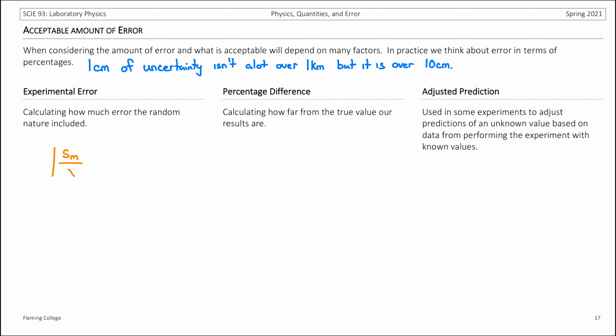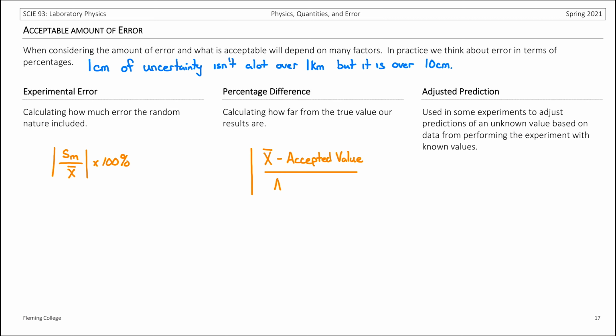The first is to consider experimental error, and that's going to compare that standard error of the mean to the mean itself, and then multiply by 100. We could also consider a percentage difference in experiments where we've calculated a value and we have a known, accepted, or true result.